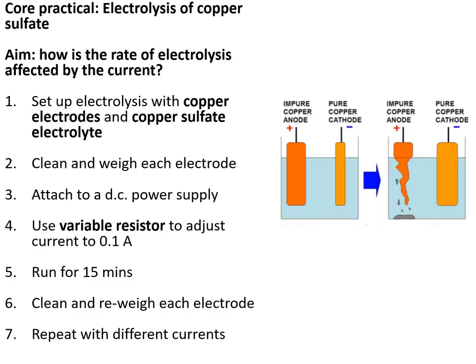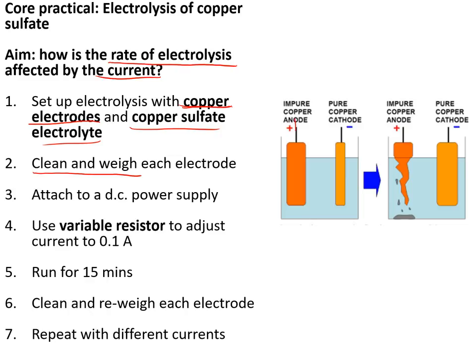Our core practical on the electrolysis of copper sulfate was to investigate how the rate of electrolysis is affected by the current. And to do this, we set up an electrolytic cell with copper sulfate as our electrolyte and copper metal electrodes. And we started by cleaning and weighing each electrode, and then we attached it to a DC power supply, so that's a direct current power supply.